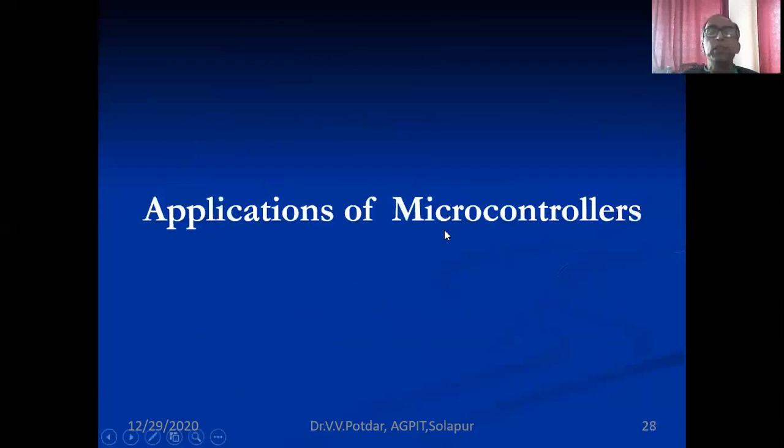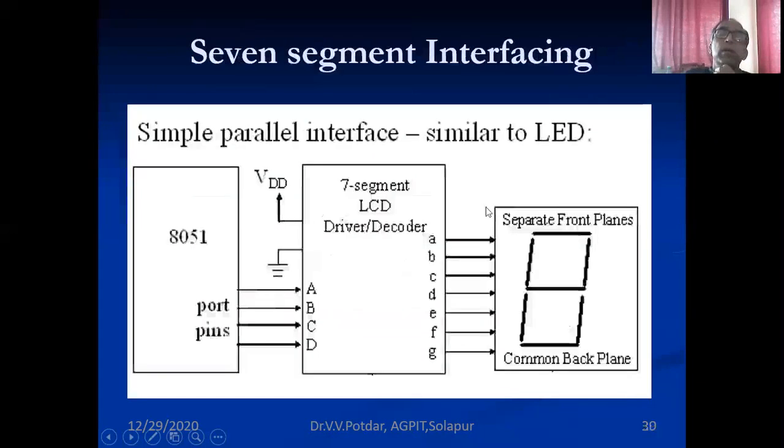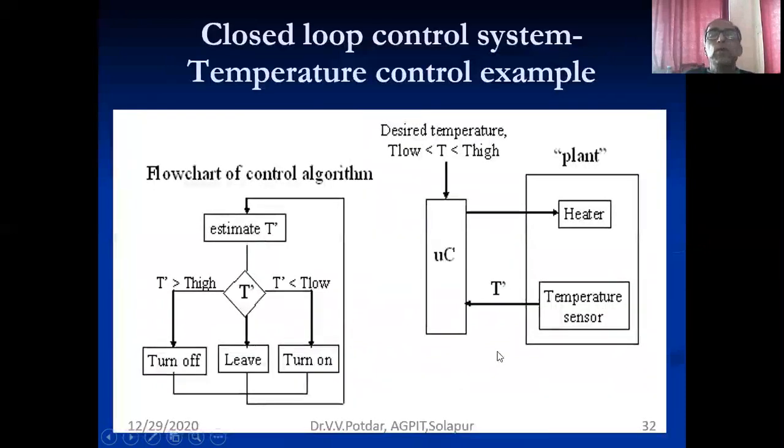Now, what are the applications of the microcontroller? This can be used as a stepper motor interface, with the 8051 through ports. We have inverting buffers in between, and those can be used to control the stepper motor. For LED display, we can use the 8051 microcontroller. For traffic light controllers, this microcontroller can be used. For a closed loop temperature control system, this microcontroller can be used.